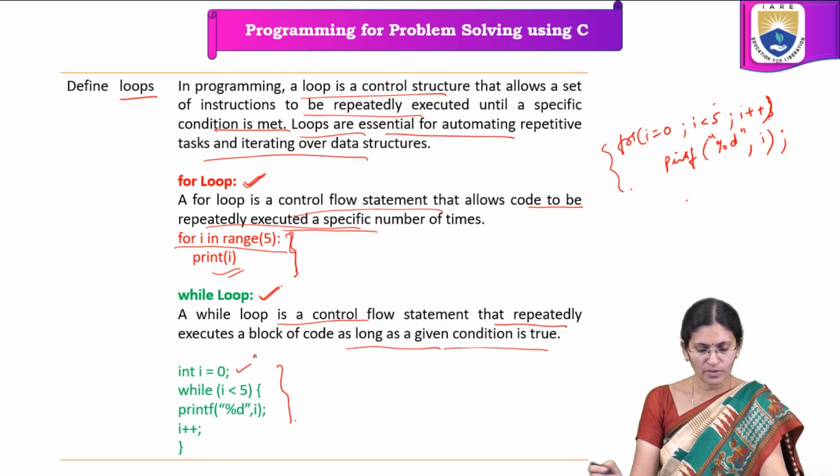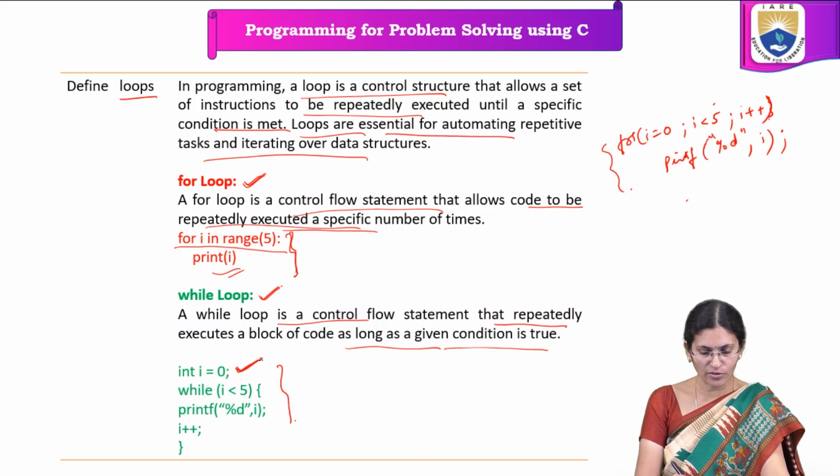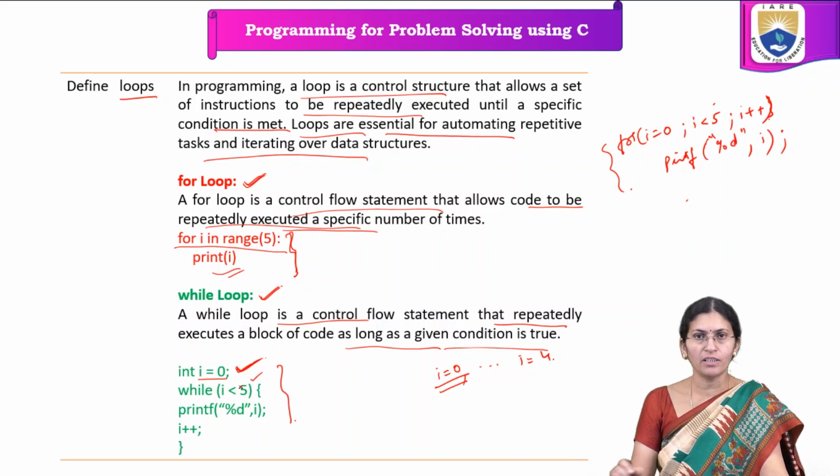In the while loop syntax, first you need to initialize. We need to take a looping variable from where the value has to be printed, so that has to be initialized: I is equal to 0. Suppose we want to print the numbers from I is equal to 0 up to I is equal to 4. The initial value of I is 0. For that we need to initialize that variable, and then we need to check the condition, after the while keyword.